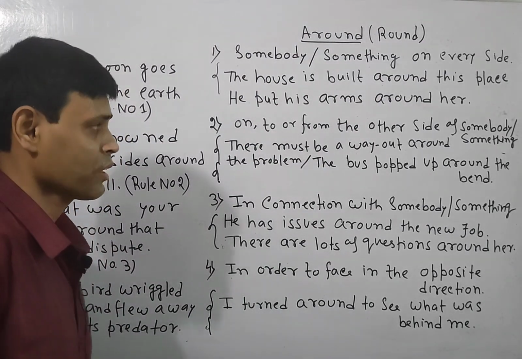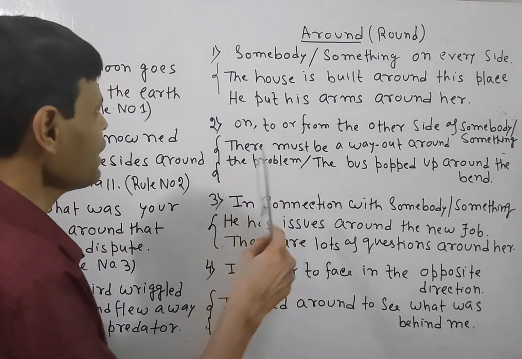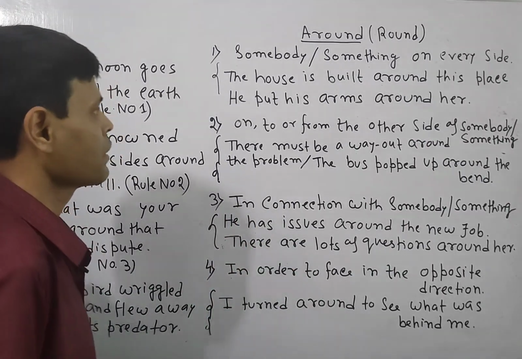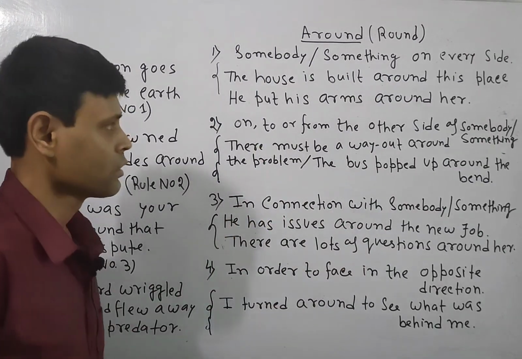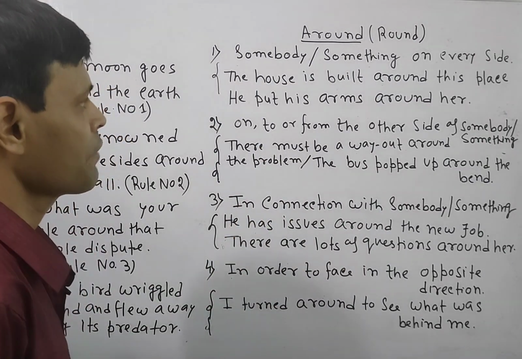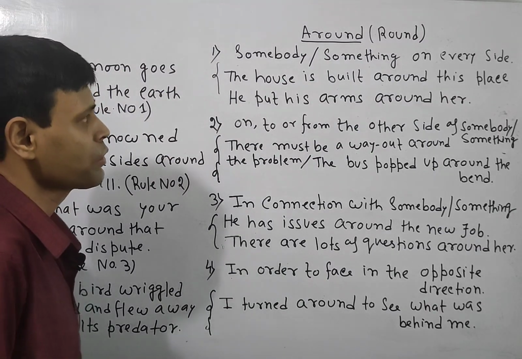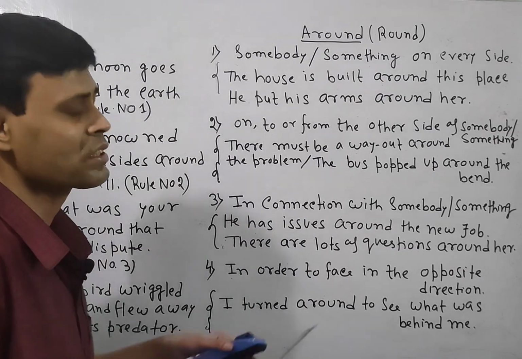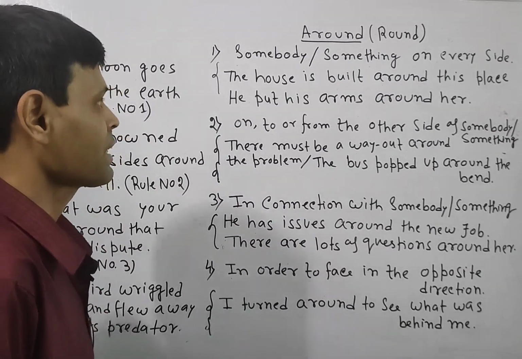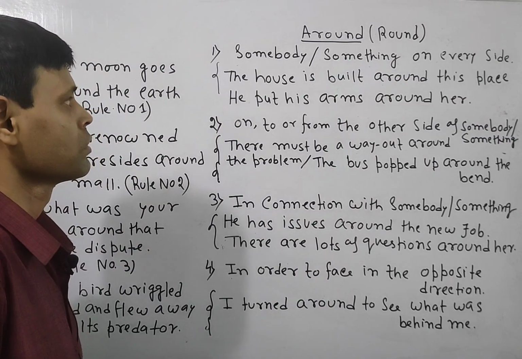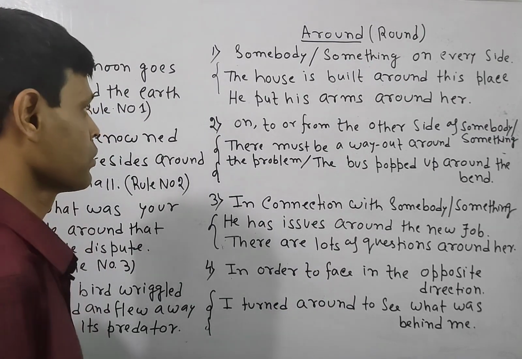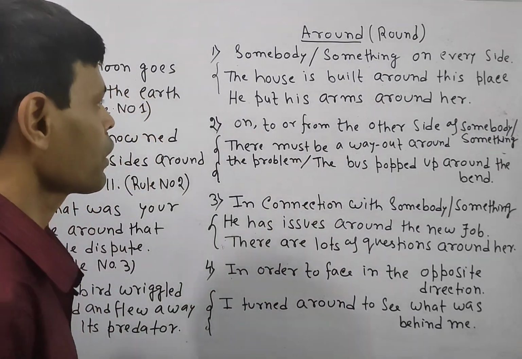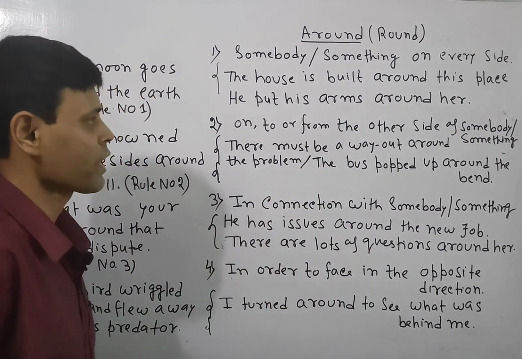So, at first, citing this rule, this means somebody or something on every side. Suppose I am going to say somebody or something on every side or on all sides. In that case, we can easily use the preposition around. For example, the house is built around this place, or he put his arms around her.